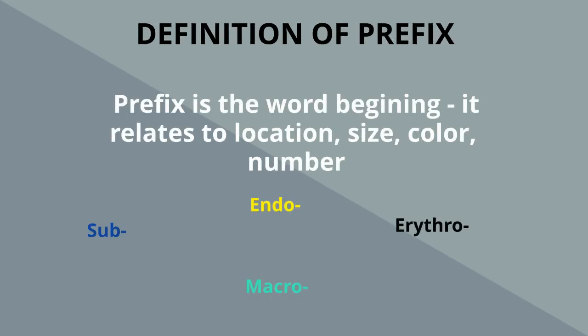What is a prefix? A prefix is the word beginning. It relates to the location, size, color, or number. Let's consider certain examples like endo. Endo is a prefix which means within. Sub is beneath. Erythro is a color which corresponds to red. Macro is large.